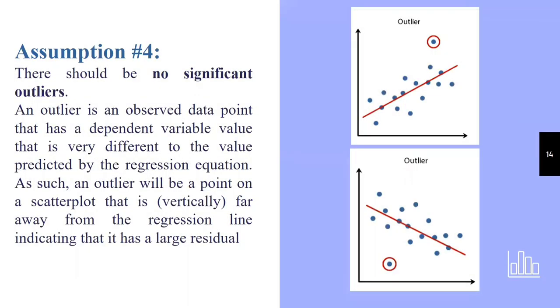The fourth assumption is there should be no significant outlier. Here you can see this is a linear relationship between dependent and independent variable. This is also a linear relationship between dependent and independent variable, and this is the outlier. An outlier क्या होता है? An outlier is an observed data point that has a dependent variable value that is very different to the value predicted by the regression equation. As such, an outlier will be a point on a scatter plot that is vertically far away from the regression line, indicating that it has a large residual.